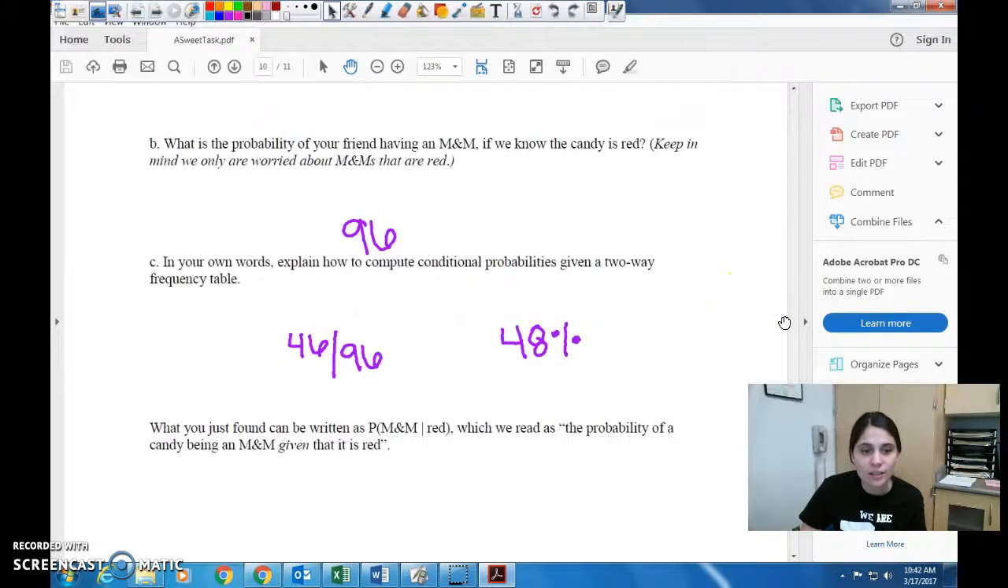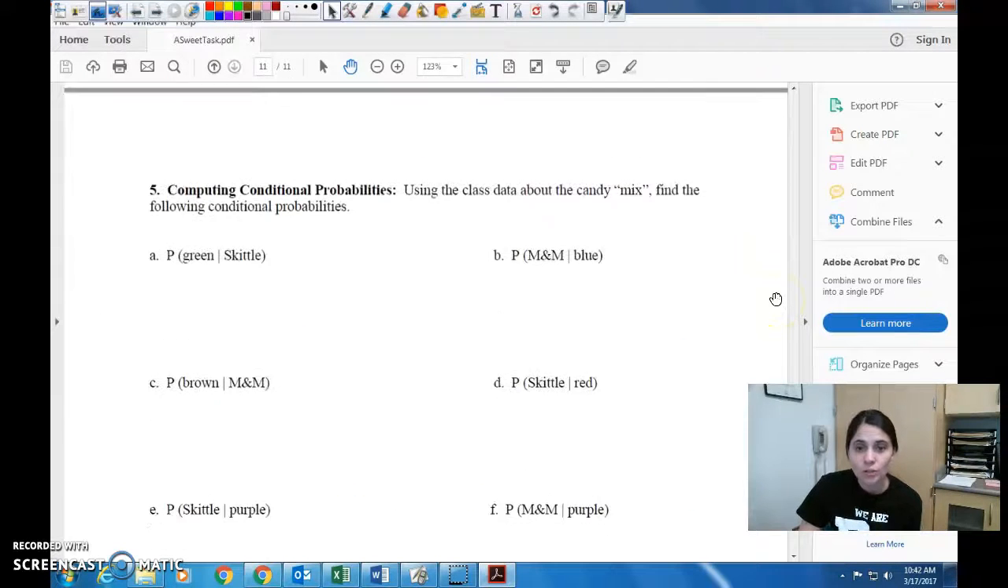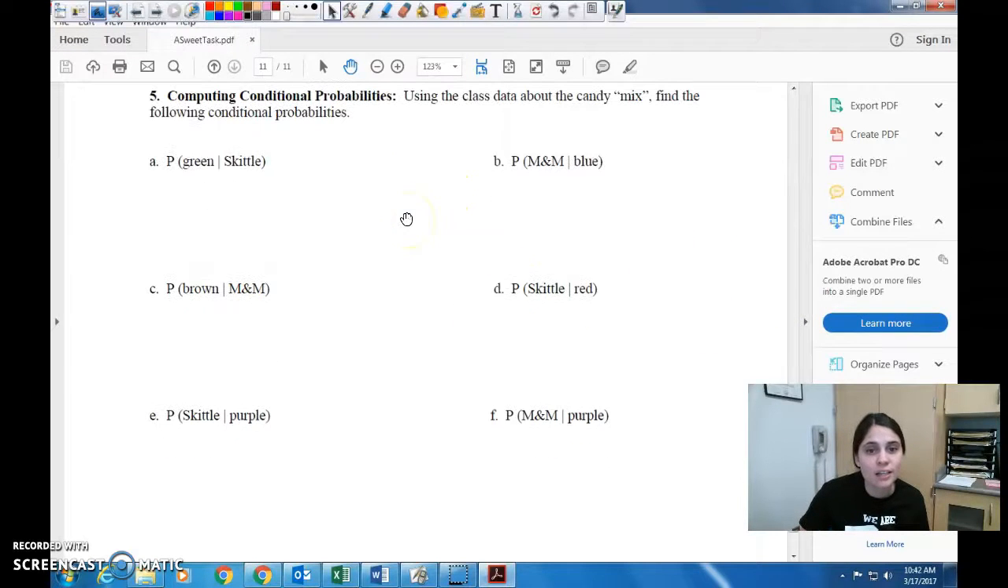The last sentence on this page says, what you just found can be written as P, probability of an M&M given that it is red. So that's how this is read, the probability of a candy being an M&M given that it is red, when we know that it is red. So we're going to go ahead and find several conditional probabilities on the next page. We're still using the same data table, and I'm going to show you a couple of examples, these first two examples, and then have you try the rest.